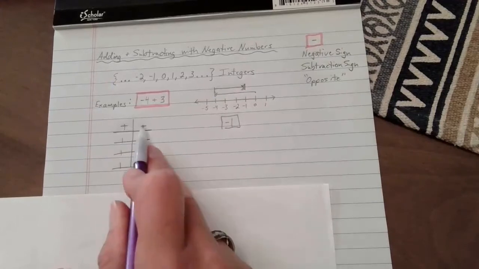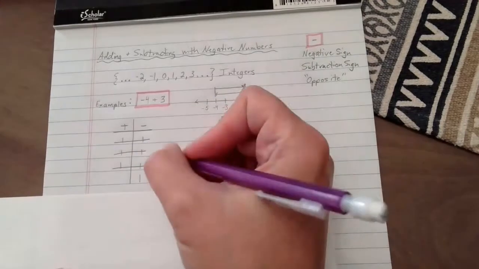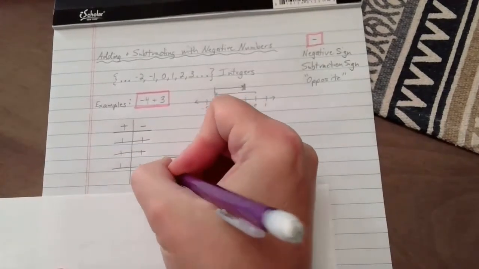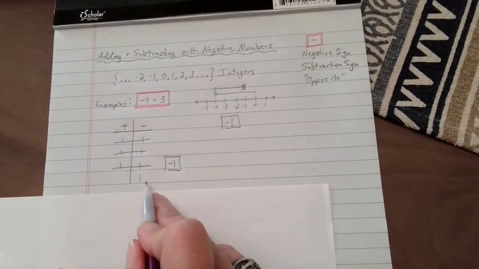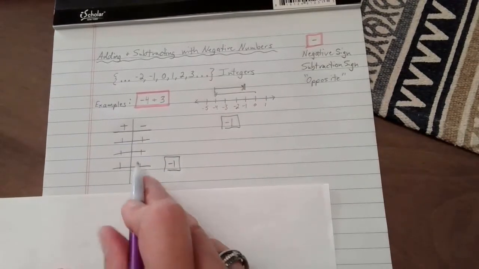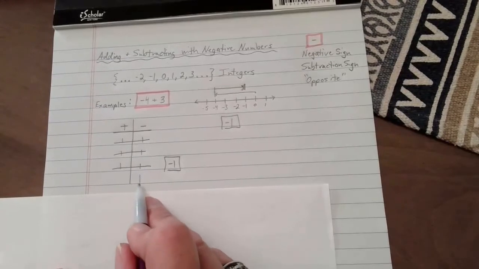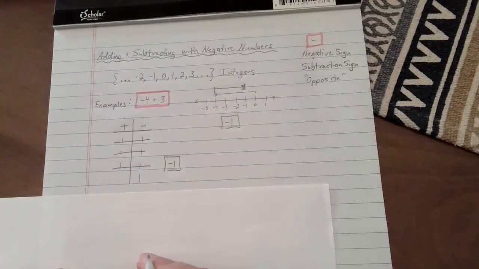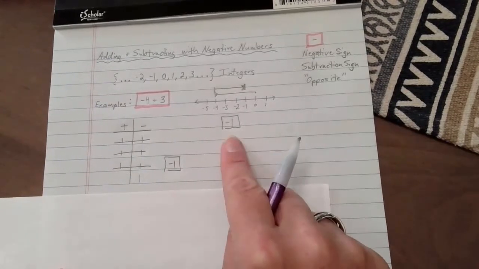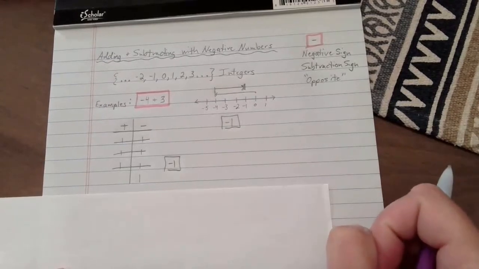And what column is he in? He's in our negative column. Therefore, -1 is my answer, because it's the only thing that hasn't been canceled out. It's the only thing that hasn't been undone. There's one negative left over in this process. Notice, different perspective, same answer.